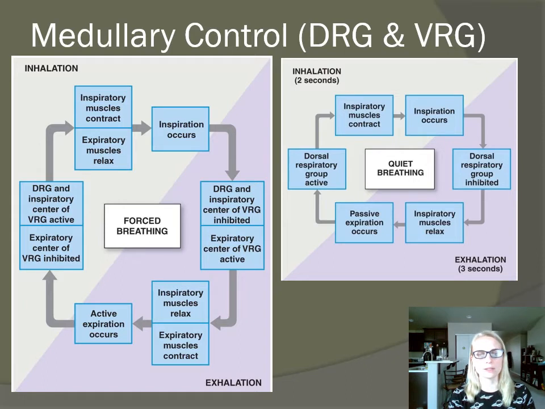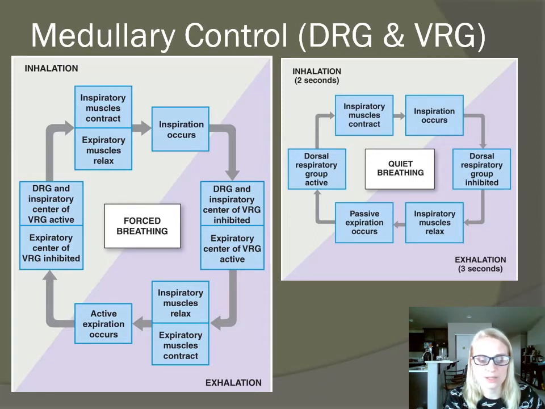So we have two boxes here. We're going to go over quiet breathing first, which is the one on the right. And then we'll see what happens when we do forced breathing, like exercise would be an example of forced breathing. All right, so the DRG is active during inhalation. During quiet breathing, that's the only one that's active. So the DRG gets activated.